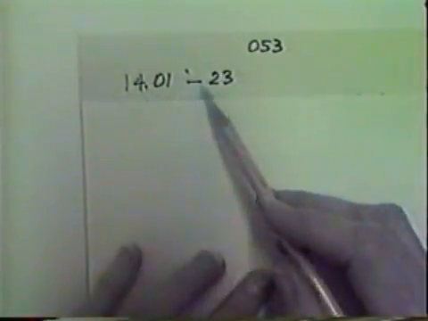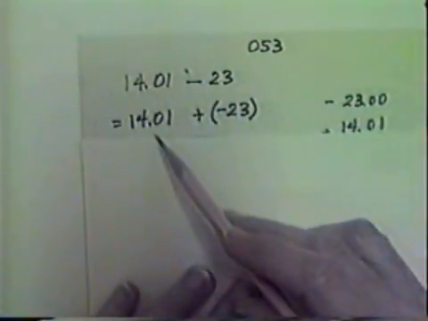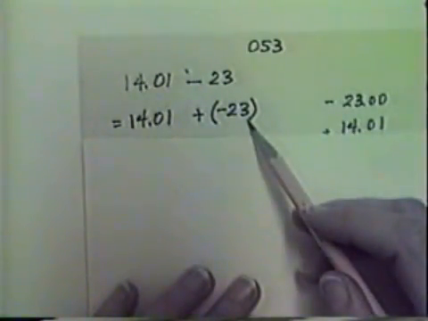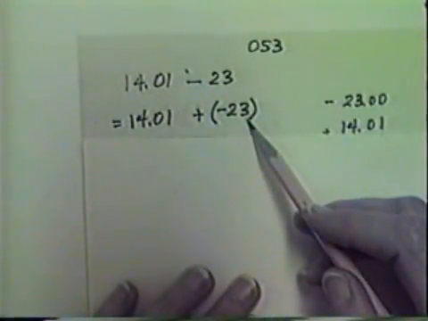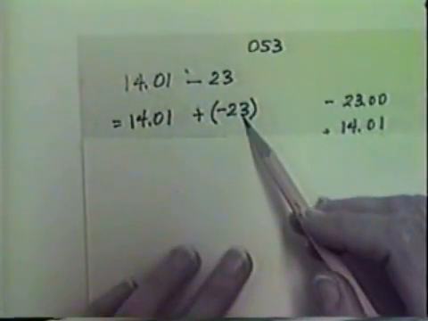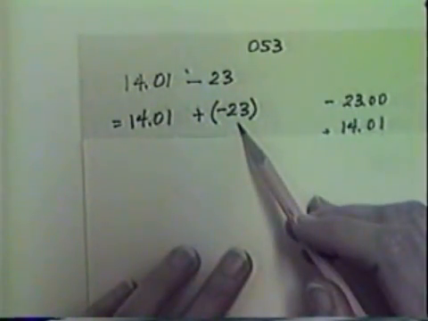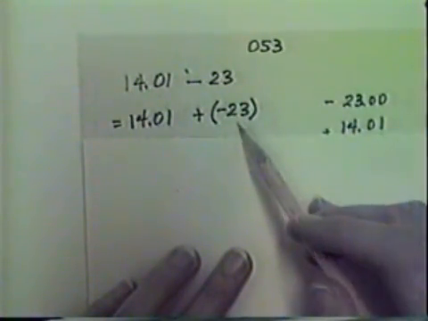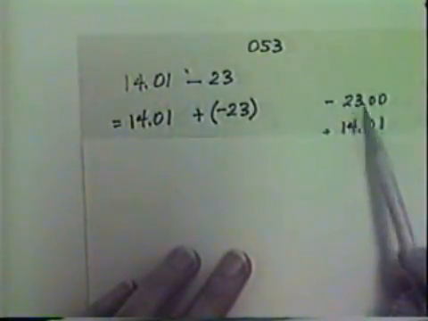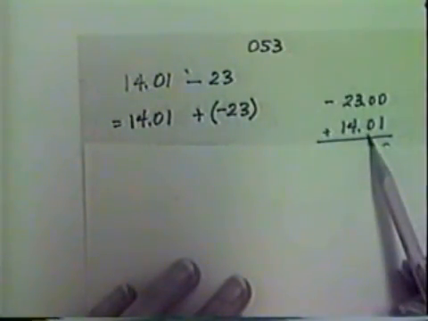We have 14 and 1/100th subtract 23. To subtract a number, we add its opposite. And so we take 14 and 1/100th, add negative 23. To add these numbers, we're going to take the difference of their absolute values and use the sign of the one that is greater in absolute value. That means that we must write the negative 23 above the 14 and 1/100th in order to do the subtraction.